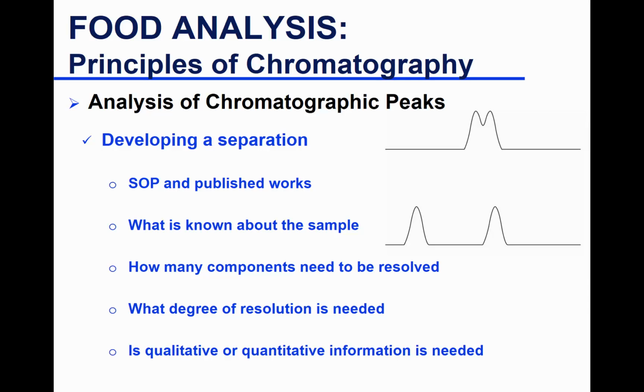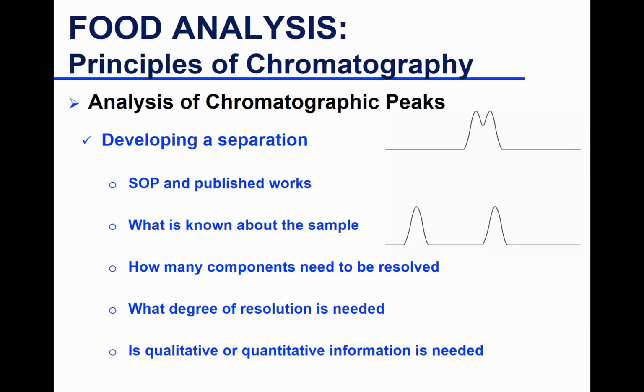So, when you start thinking about developing a separation, you have two compounds eluting or co-eluting together. You want to make sure that there are two separate peaks like that, so that you can identify them correctly and quantify them.